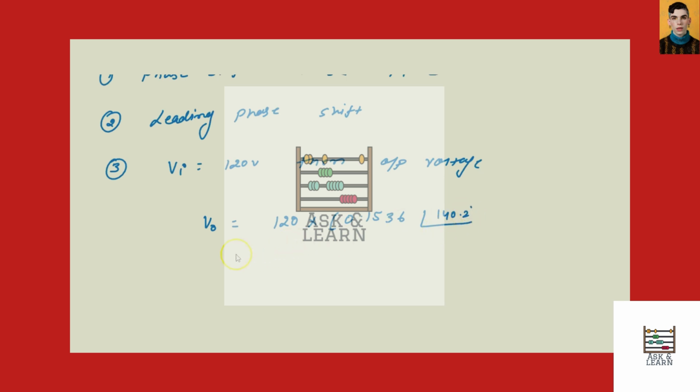Fine. So then the result will be V output equals 18.43 angle of 140.2, and this output is also a leading output voltage V naught, or we can say that the magnitude of the output voltage is 18.43 volt. Okay, this is the answer of our third problem.